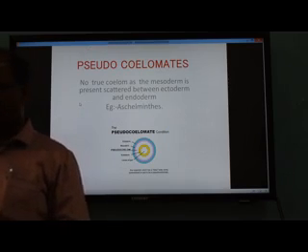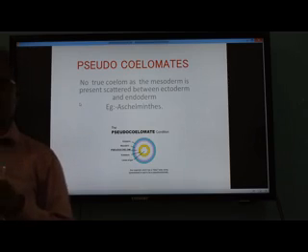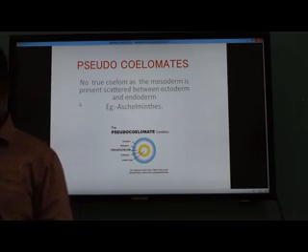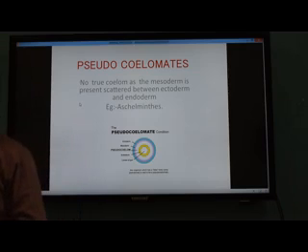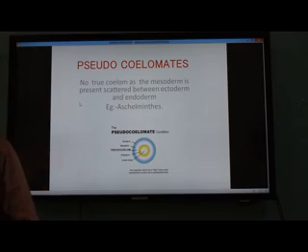Next, pseudocoelomates. Sometimes the cavity appears and disappears. Means no true coelom, as the mesoderm is present scattered between the ectoderm and the endoderm. Example, Aschelminthes. Aschelminth means round worms.